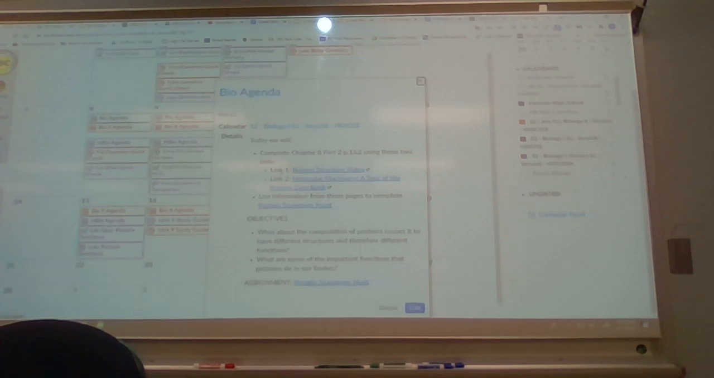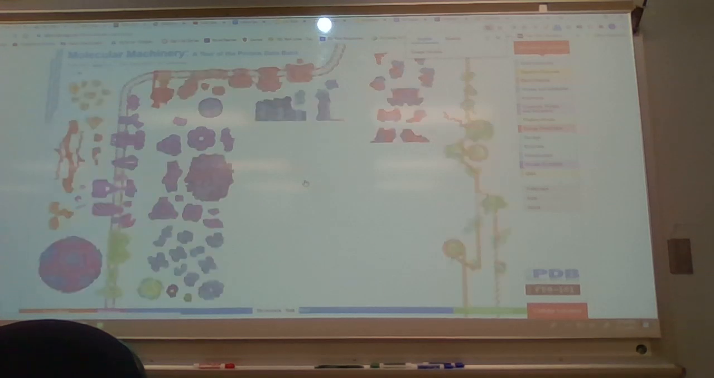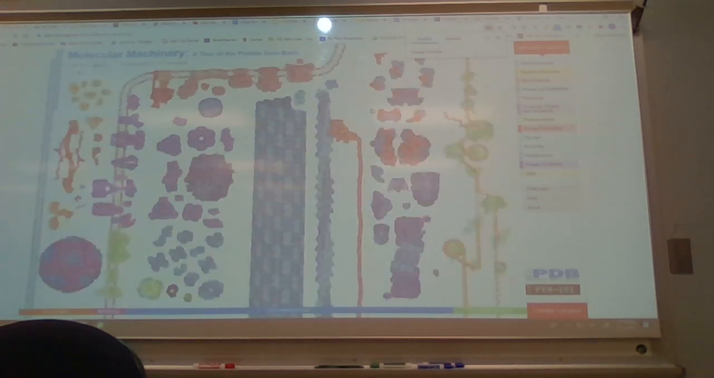And if you go to today's agenda, obviously that first link doesn't work. I'll have to fix that. But link 2 is the one you're going to use to fill in this back side. It's called Molecular Machinery, a tour of the protein data bank. So if you click on that, it looks like this. Not every molecule on here is a protein, but there is a bunch of different proteins here that do all kinds of different things.